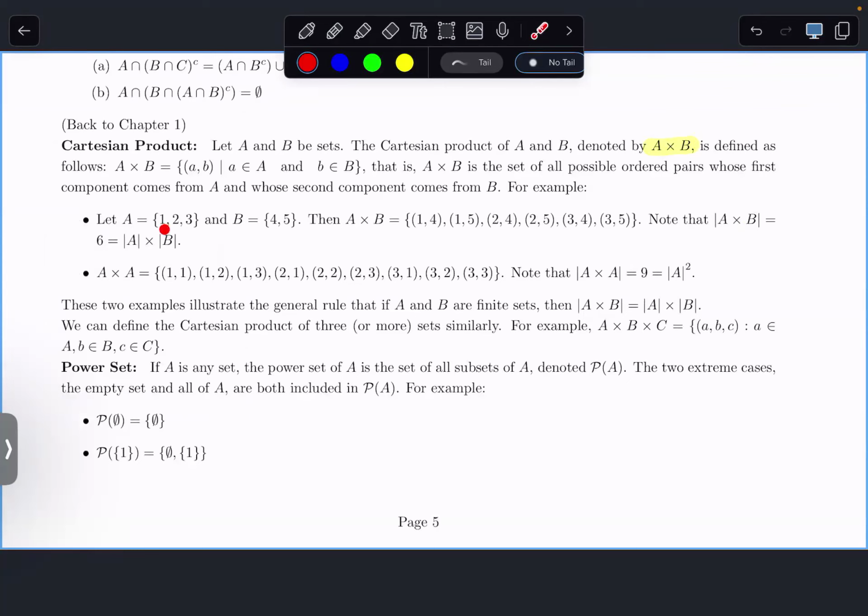Let's look at if A is 1, 2, 3 and B is 4, 5. The Cartesian product tells me A times B is the list of ordered pairs where I've exhausted all the combinations of A and B in that order. So (1, 4), (1, 5), okay, those two are there. Moving on to the next one, (2, 4), (2, 5), they're both there. (3, 4), (3, 5), both there. That's the Cartesian product.